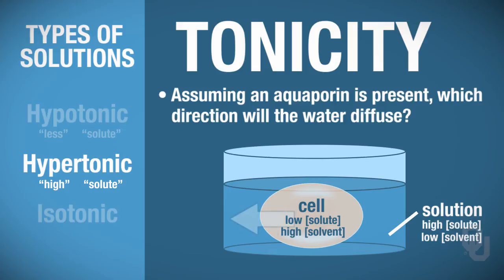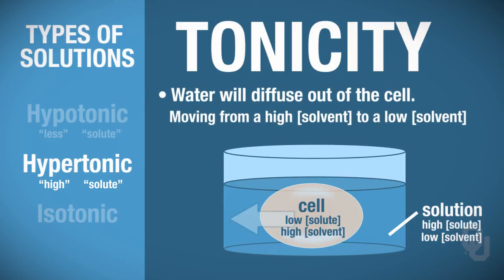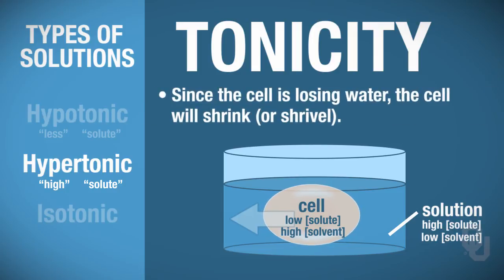So water then will diffuse out of the cell, moving from a high concentration of water toward a low concentration of water. So since the cell is actually losing water, that means that this cell is going to shrink or shrivel.